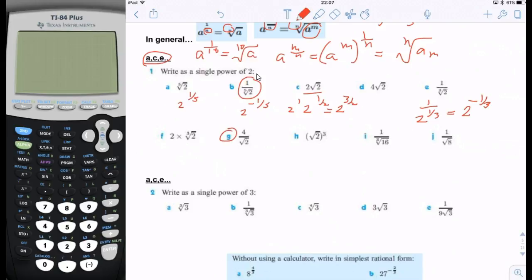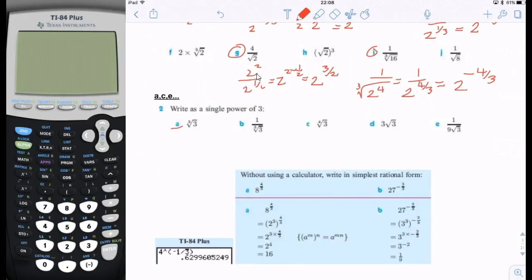Let's see, g. 4 over the square root of 2. So that would be 2 squared divided by 2 to the 1/2, which is equal to 2 to the 2 minus 1/2, which is equal to 2 to the 3/2. 1 over cube root of 16 is 1 over, 16 is 2 to the 4th, cube root, which is equal to 1 over 2 to the 4/3, which is equal to 2 to the negative 4/3.